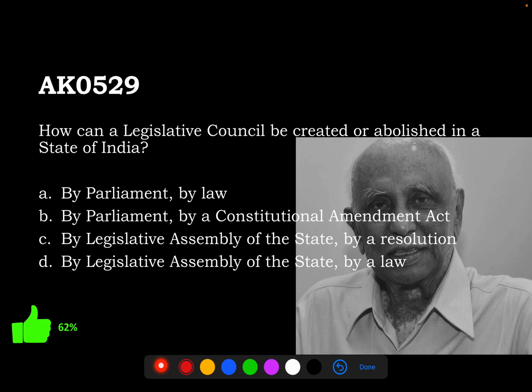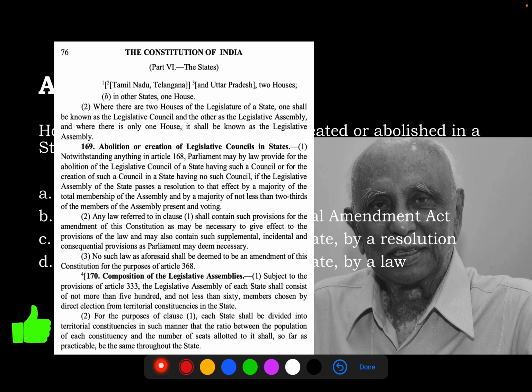Which says how can a legislative council be created or abolished in a state of India. Now, the relevant article of the Constitution is Article 169, where it says that Parliament may, by law, provide for the abolition of the Legislative Council of a state, or if there is no such council, to create such a council if the Legislative Assembly of the state passes a resolution by a majority of the total membership of the assembly and by a majority of not less than two-thirds. That's kind of a special majority.